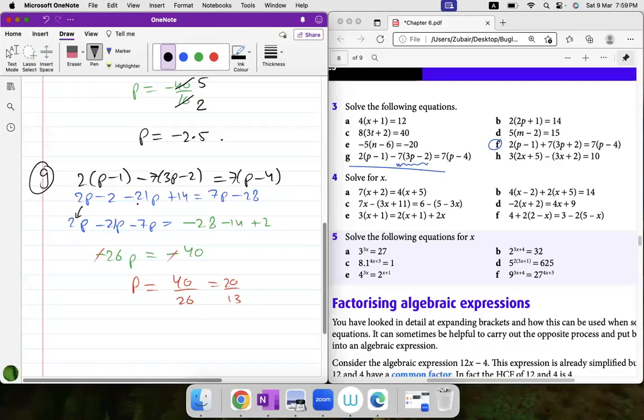So p and another p and negative 7p. We had minus 28 already. This becomes positive 2. This becomes negative. 2 minus 21 minus 7 is negative 26. And 2 minus 28 minus 14 is negative 40. 40 divided by 26 is 20 by 13.